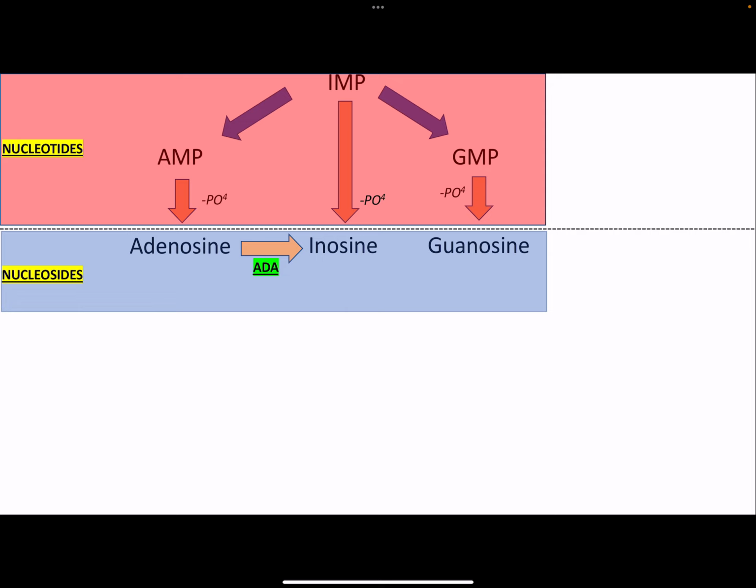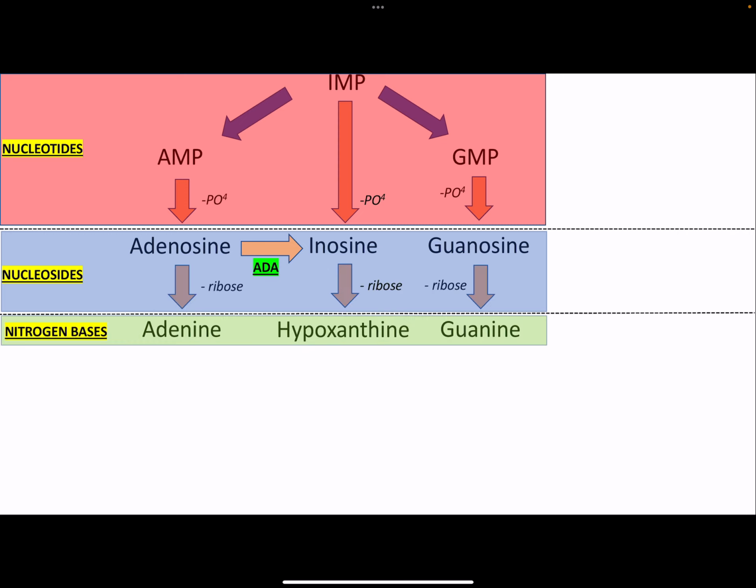Adenosine, and you should know this, and it's going to come up later in more genetic stuff, is that adenosine can be oxidized to inosine. So this is adenosine. Maybe not oxidized. It can be converted to inosine by adenosine deaminase. We can then rip off the ribose sugar, or the deoxyribose, whatever. And now we just have the nitrogen base. We have adenine, hypoxanthine, and guanine. Adenine, via ADA, can turn into hypoxanthine.